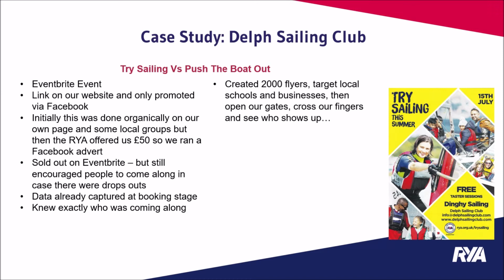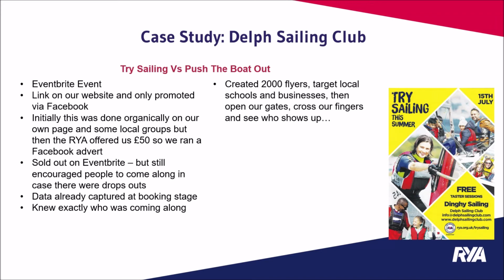So for Try Sailing, it was an Eventbrite event. They linked to their website, promoted via Facebook. They did this originally organically on their page and some local groups that you can connect to on Facebook as well. The RYA offered them £50. They ran a Facebook advert. They sold out on Eventbrite, but still encouraged people to come along in case there were dropouts. And the data was captured at the booking stage. They knew exactly who was coming as well.